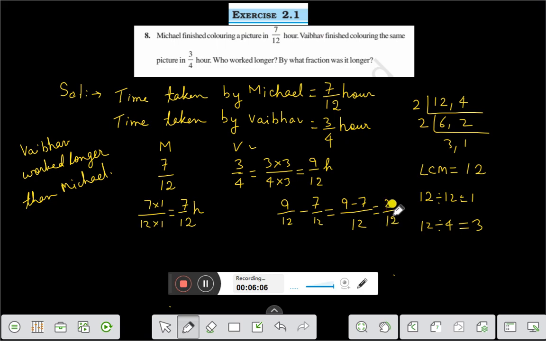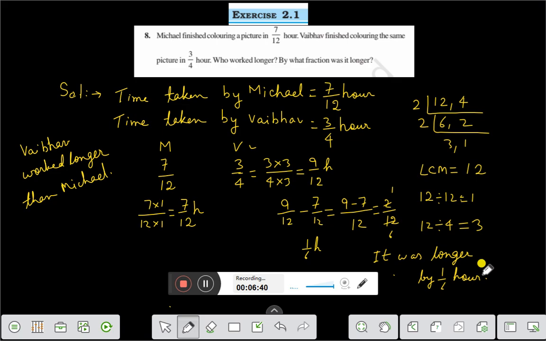And we change into lowest term. That is 2 1 is 2 and 2 6 is 12. That is 1 by 6 hour. What is the question? By what fraction was it longer? It was longer by 1 by 6 hour. Therefore, the answer is it was longer by 1 by 6 hour.